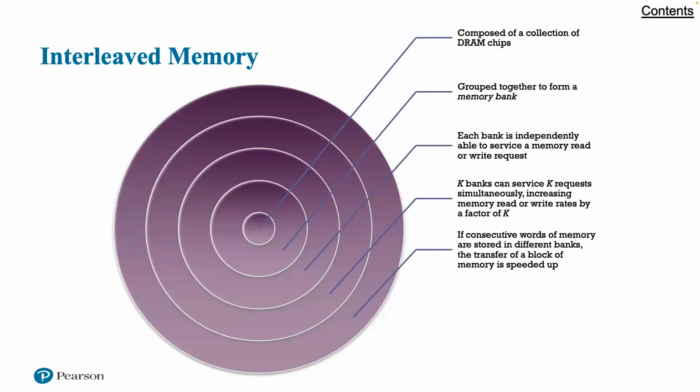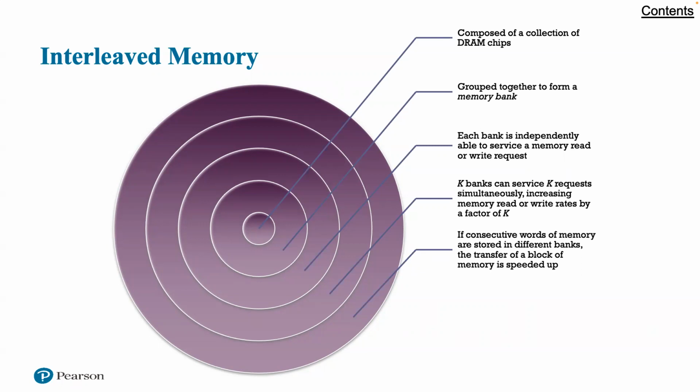Okay, well, let's talk about interleaved memory. This is another possibility that can be used. The memory is composed of a collection of DRAM memory chips. A number of chips can be grouped together to form a memory bank. It is possible to organize the memory banks in a way known as interleaved memory.